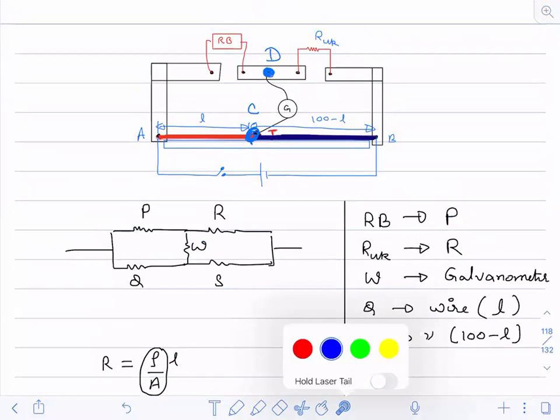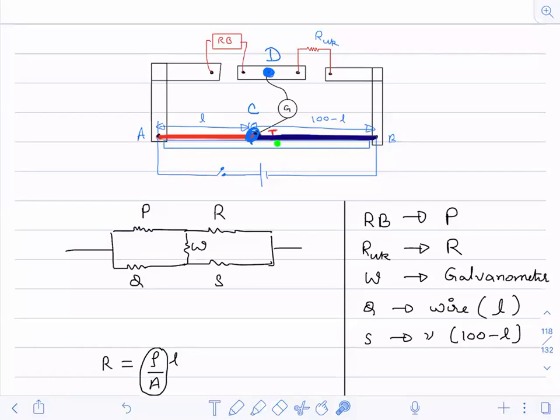You will just take the jockey and slide it like this over this wire. Can you see this? Yes. While you are sliding this jockey over here, what will happen?